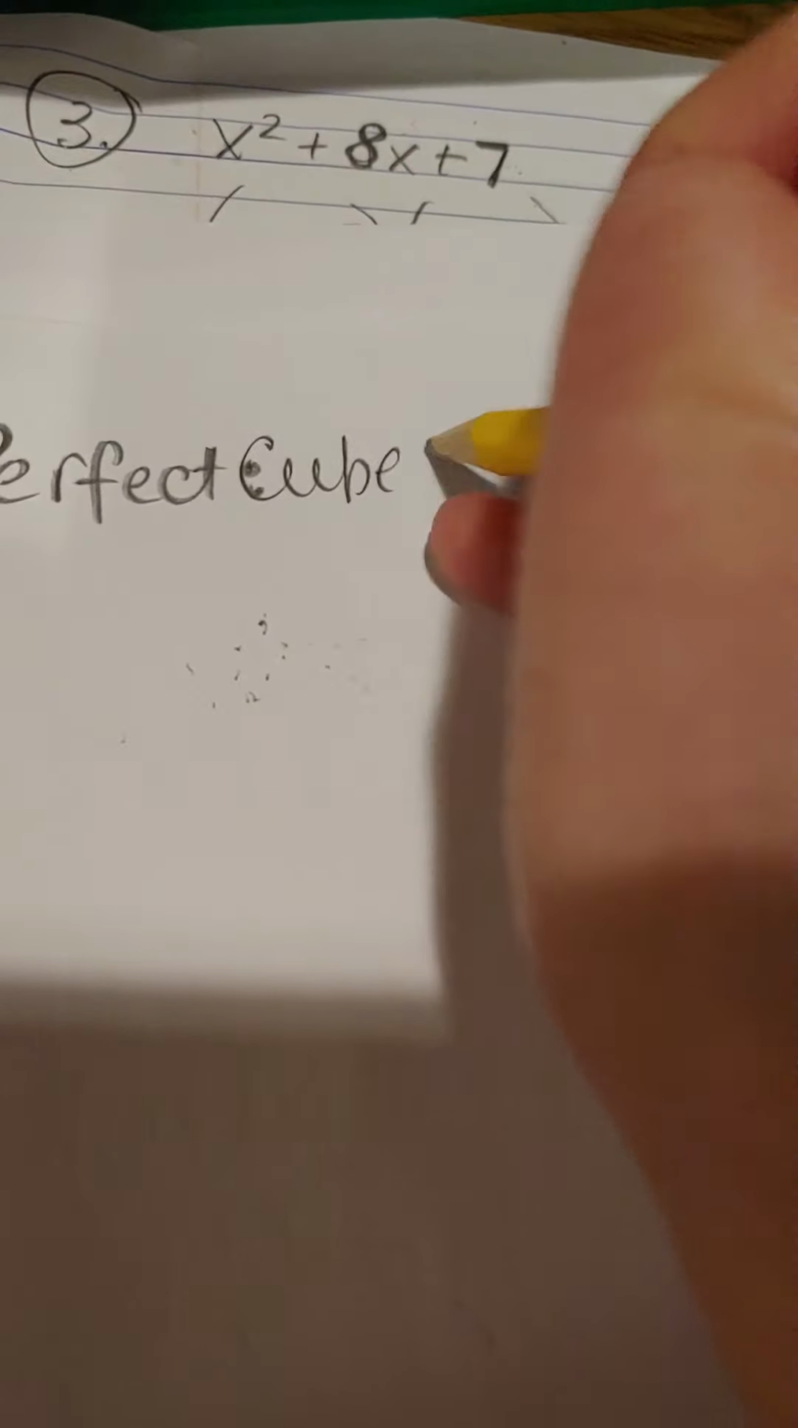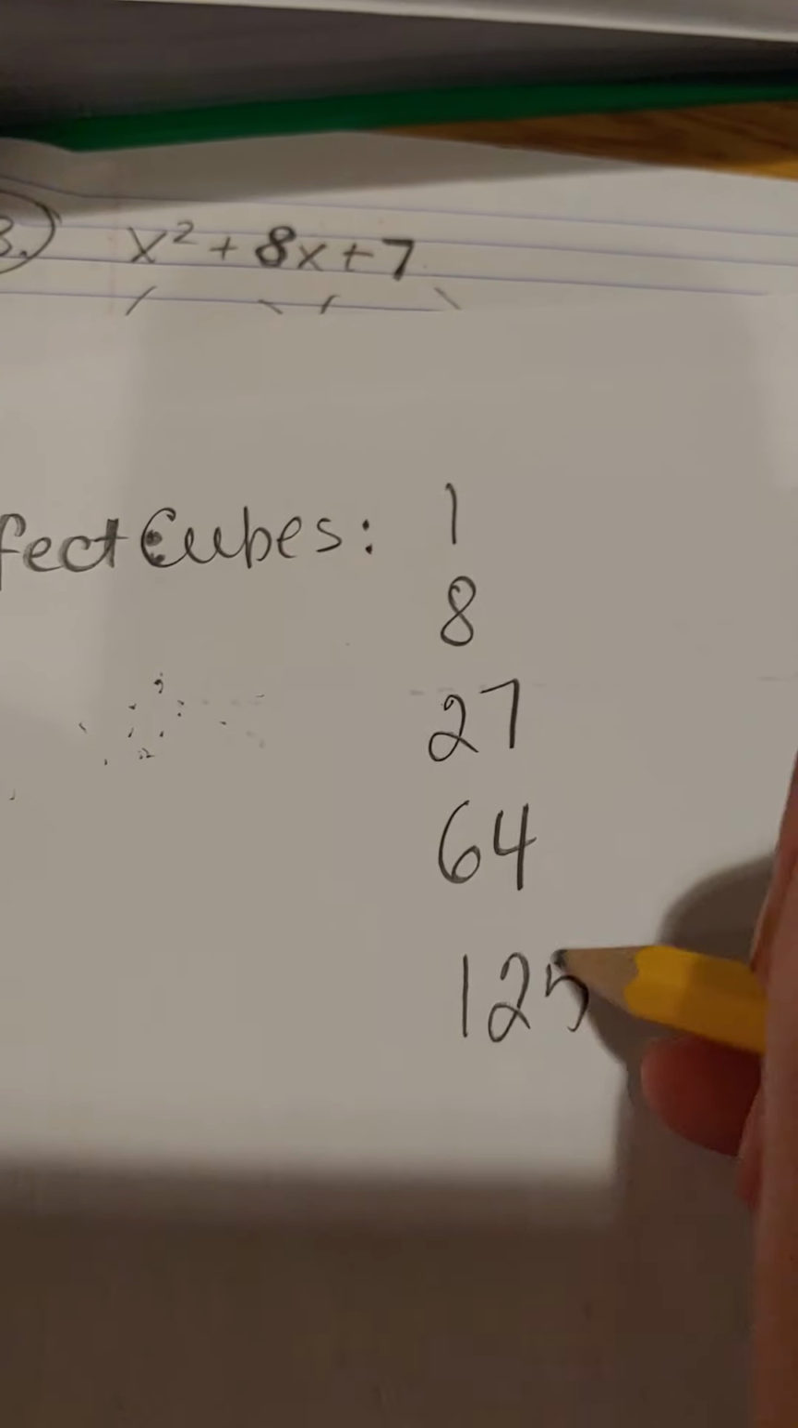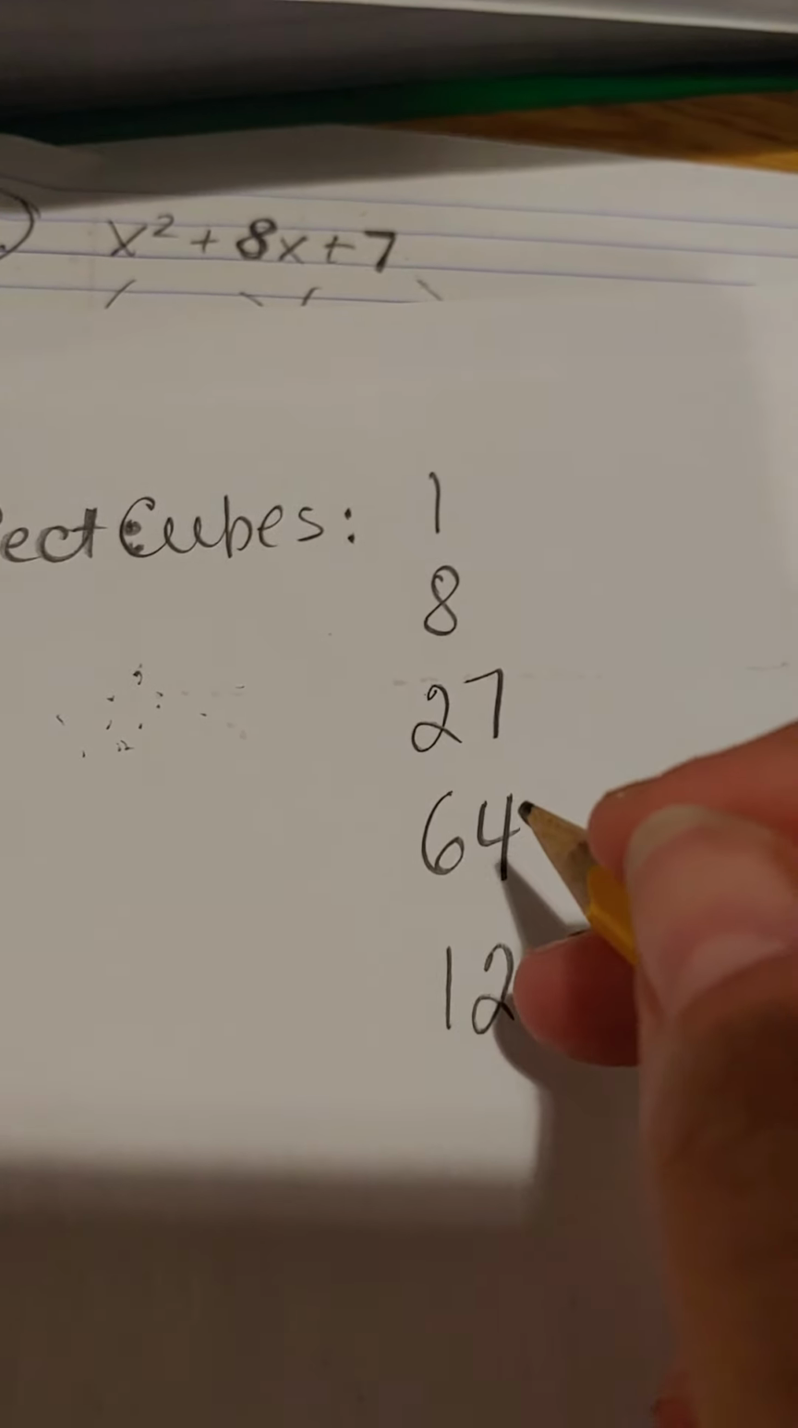1 to the third power is 1. 2 to the third power is 8. 3 to the third power is 27. 4 to the third power is 64. 5 to the third power is 125. 6 to the third power is 216. 7 to the third power is 343. 8 to the third power is 512. 9 to the third power is 729. 10 to the third power is 1000. So these are your perfect cubes.